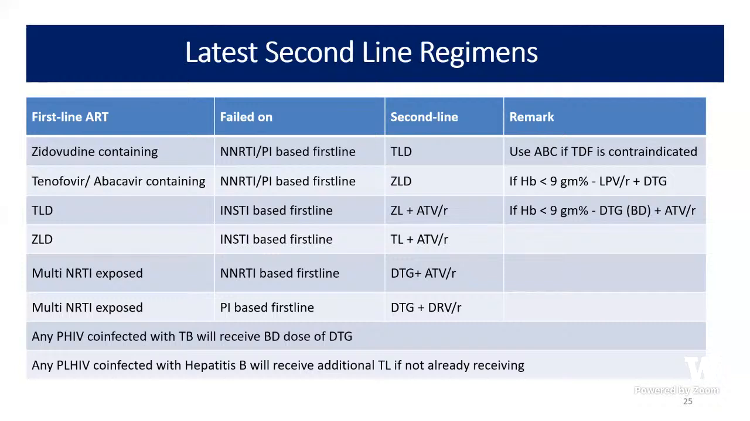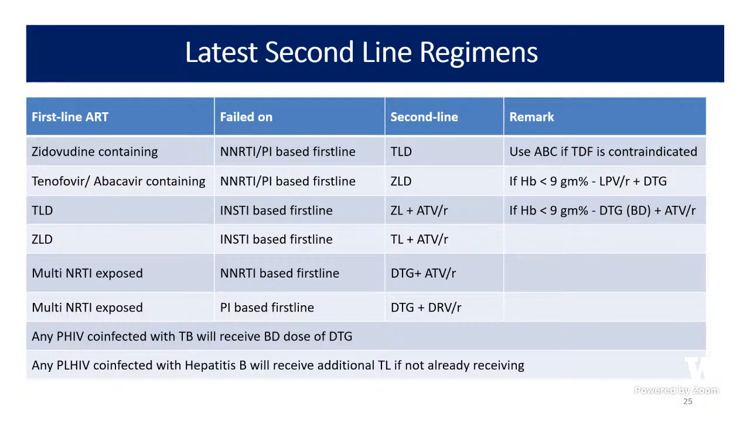Now the next row is ZLD. ZLD will be shifted to TL-ATVR, no issues with that. Only the renal profile needs to be checked. Multi-NRTI exposed patients, NNRTI based first line, they will go to DTG-ATVR. So multi-NRTI exposed, what do we mean by that? A patient is exposed to zidovudine, abacavir, and tenofovir at the same time, with probably efavirenz or nevirapine. So these patients, we cannot give zidovudine, tenofovir, or abacavir. So they have to be directly shifted to second line with DTG-ATVR.